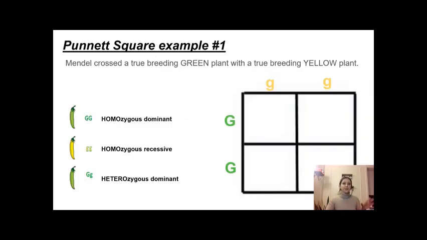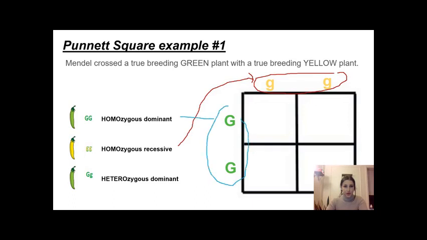Okay, so this is punnet square example number 1. I'm going to do one by myself, then we're going to do a guided practice working together, and then you're going to be able to do it on your own. All right, so in this particular one, Mendel crossed a true breeding green plant with a true breeding yellow plant, meaning two genes that are the same. So let me just take my marker so I can mark this easily. As you can see here, this gg would be homozygous recessive, and this, we'll put blue, would be homozygous dominant.